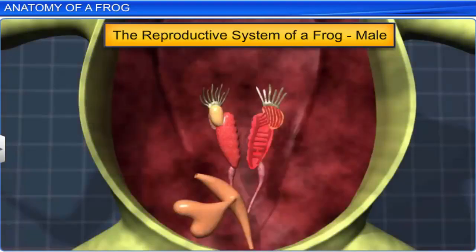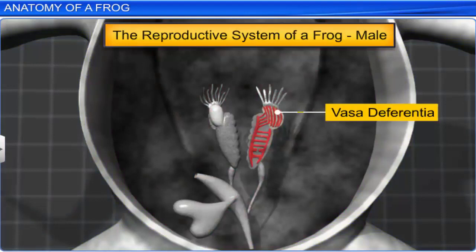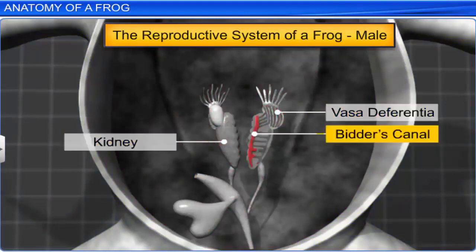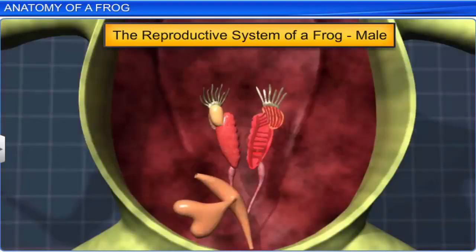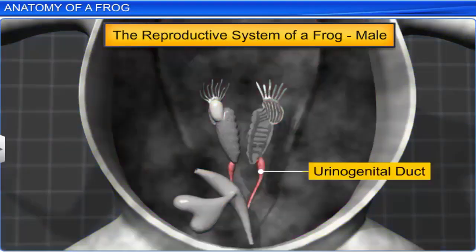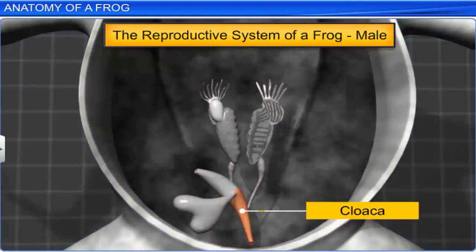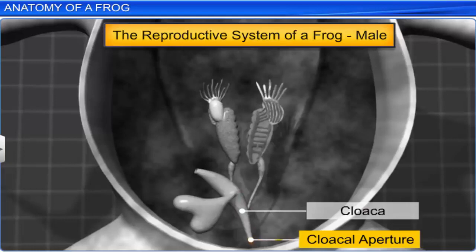From each testis arise 5 to 6 vasa deferentia that enter the kidneys and open into the Bidder's canal. The vasa deferentia finally join the urogenital duct and open into the cloaca. The cloaca is a small median chamber that serves as a single opening that passes out fecal matter, urine, and sperm.